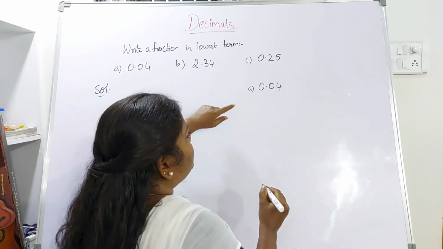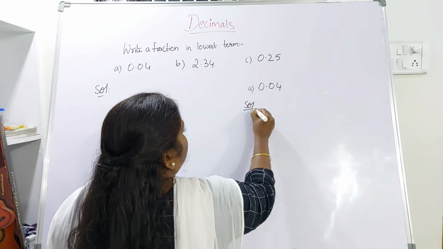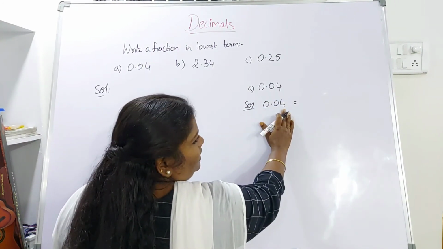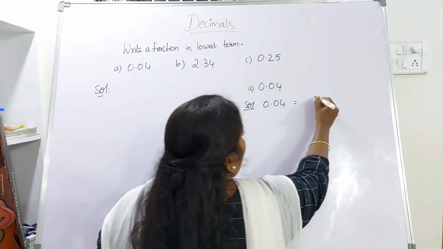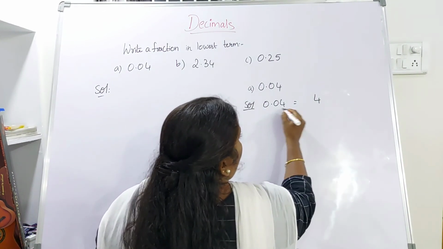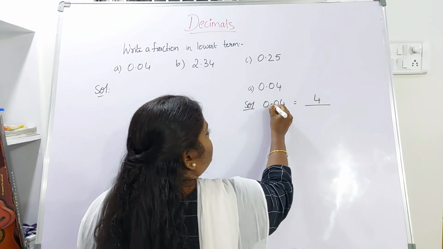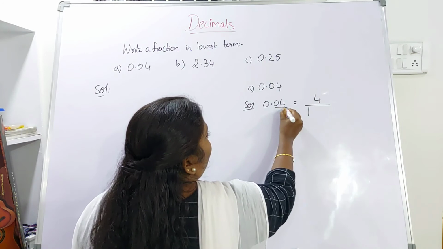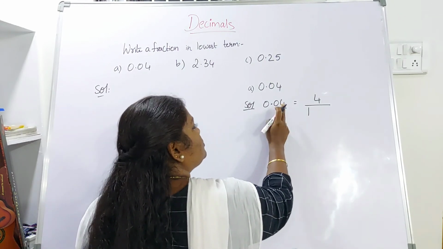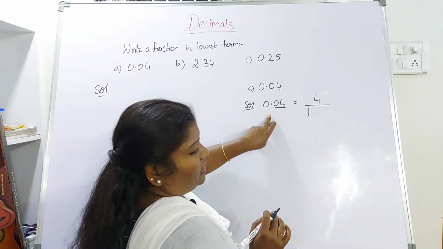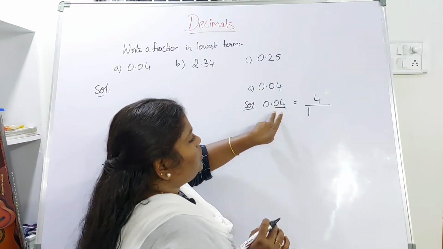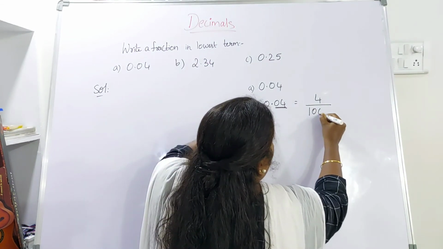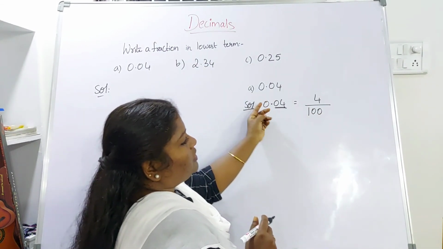So the first one is 0.04. Now neglect the zeros, write the number. So I have 4. Yes. So in the denominator, since you have a decimal point, keep 1 0. After the decimal point, you have 2 digits. If you have simply 0 0, we can neglect it. But here you have a 0 and 4. So you have 2 digits after the decimal point, so 2 zeros should be added. Now the first part is finished.